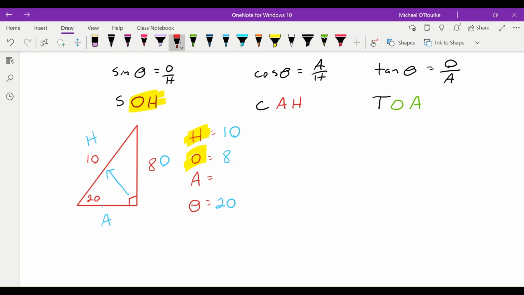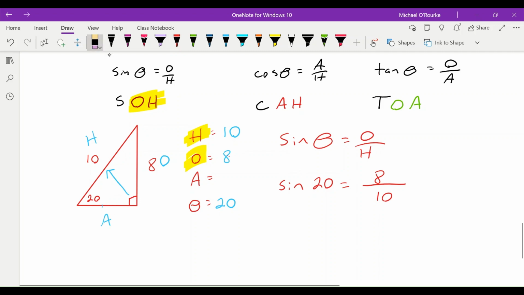So the formula is sine theta equals O over H. So I'm going to fill in my blanks. I'm going to replace all my symbols with numbers. So that's a 20. My O is an 8. And my H is a 10. And I'm all set to solve. Oops, I forgot to put an X in that one, didn't I? Let's say I put that as my X.